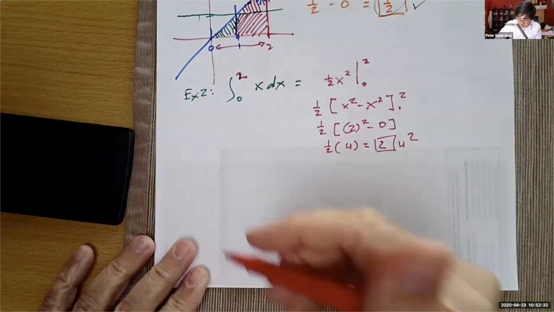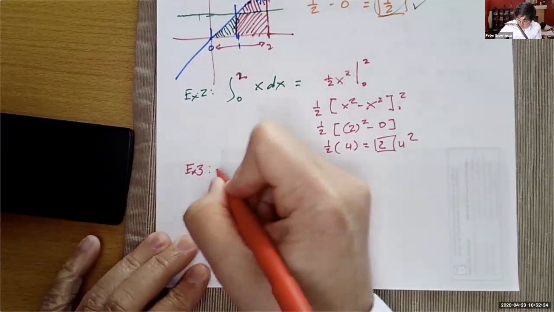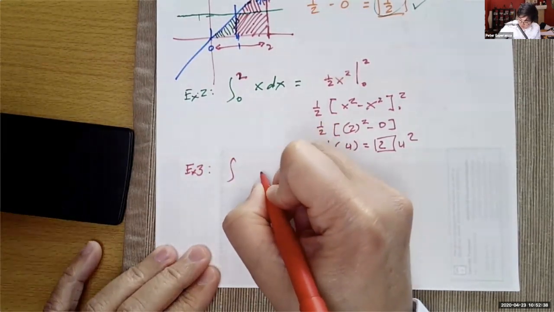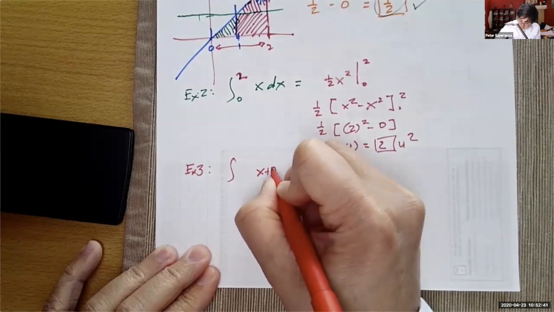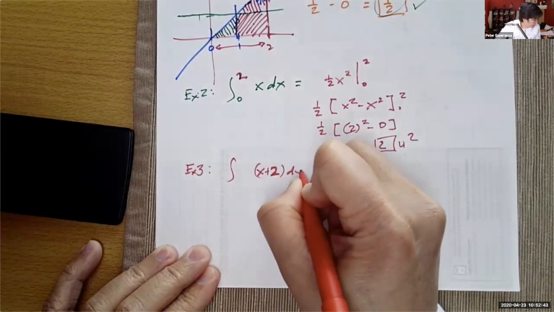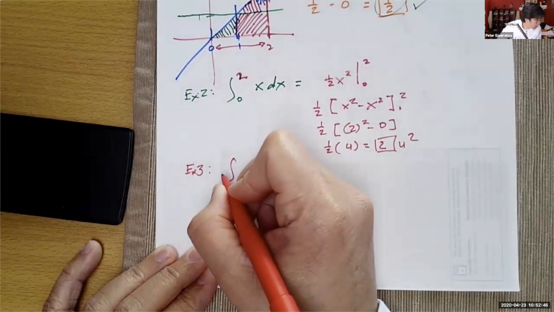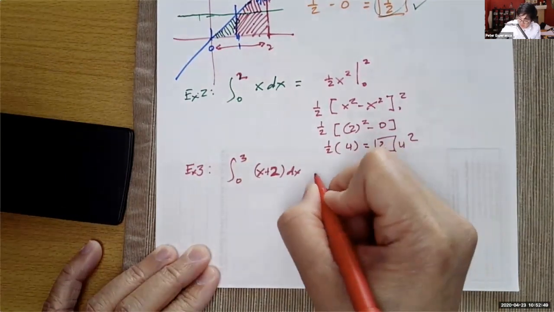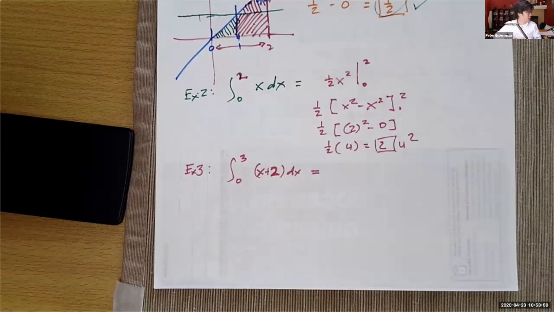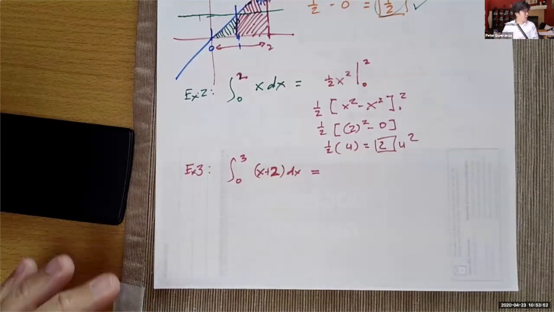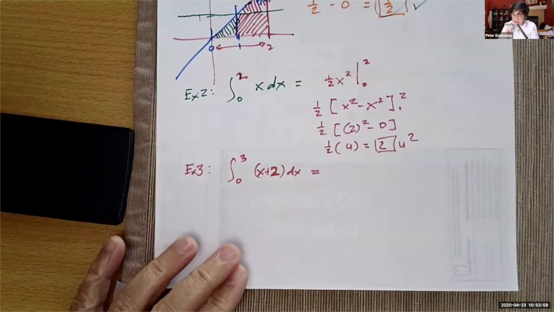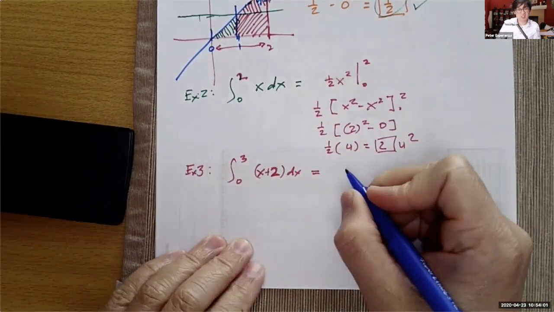Example number 3. I want you to find the integral of the function x plus 2 dx evaluated from 0 up until 3. Okay, since some of you already have your answer, u squared. So unit of measurement in calculus is important as well, so make sure you know your unit of measurement. It's unit squared because we're looking for the area.